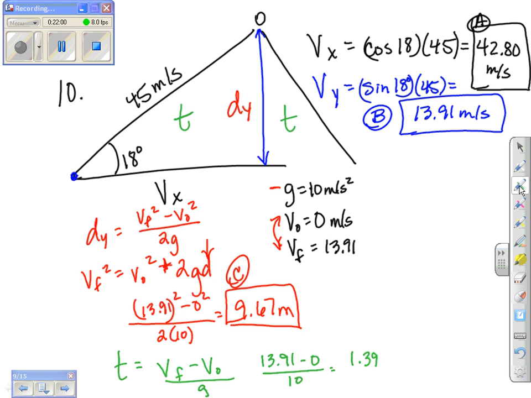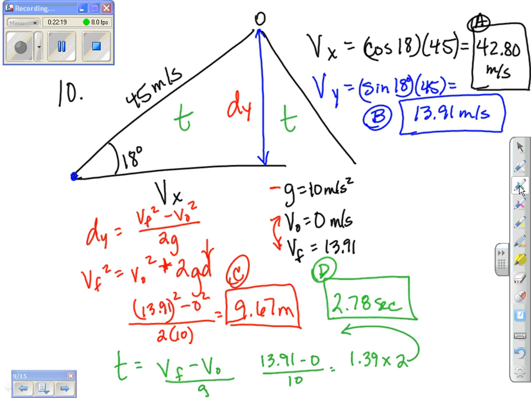We want to find the hang time, which means the up and the down. So I have to multiply this by 2, and I get my answer of 2.78 seconds was how long it was in the air. And that would be D, or our hang time.